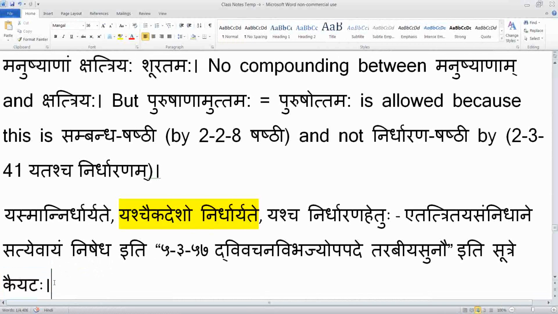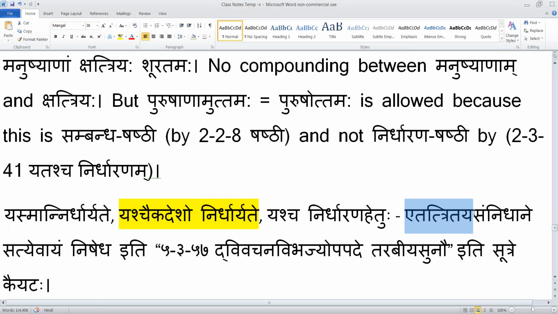So what Kaiyata says is this: nirdharyate, the group from which something is singled out, which is manushyaha over here, manushyanam. Yascha ekadesho nirdharyate, the single item which is taken out, in this case kshatriya. And yascha nirdharana hetuhu: why is the kshatriya being singled out? Because of the fact that he is shuratamaha. Etat tritaya, tritaya meaning a group of three.